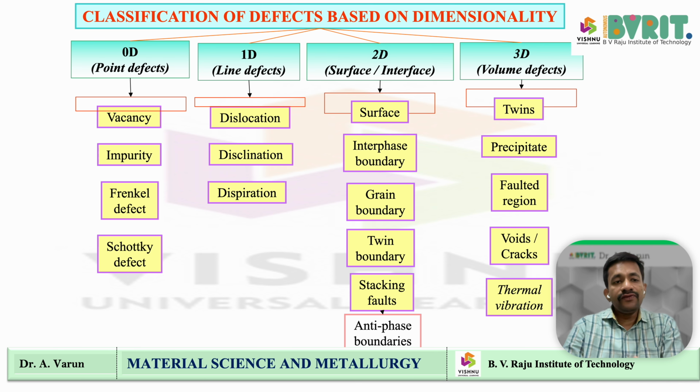If we further classify these, the point defects are vacancy, impurity, Frenkel defects, and Schottky defects. Line defects are dislocation, disclination, and dispiration. Surface defects are the surface interface boundary, grain boundary, twin boundary, and stacking fault. And in the volume defects, we have twins, precipitates, faulted regions, voids, cracks, and thermal vibration.